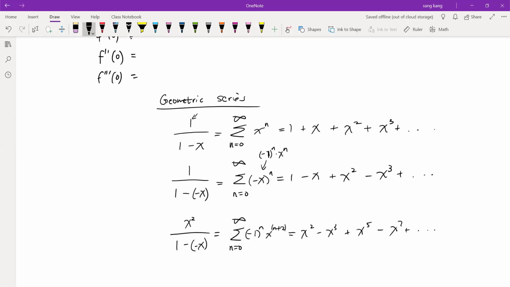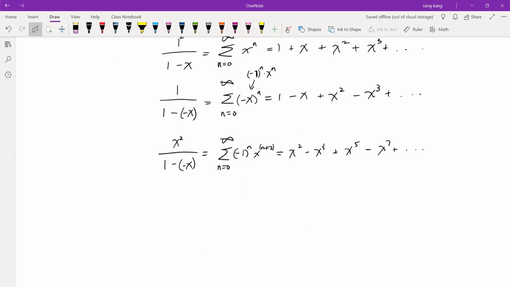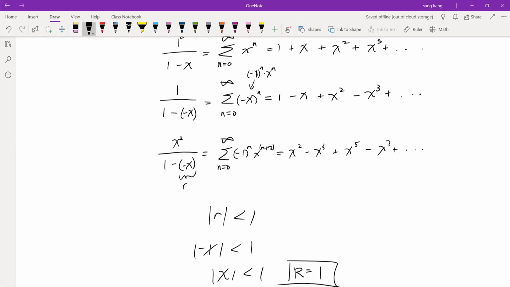So how do I find the radius of convergence? Well, this is my r. Absolute value of r has to be less than 1. So absolute value of negative x less than 1. So x is still less than 1. So my radius is unchanged. It's still 1.